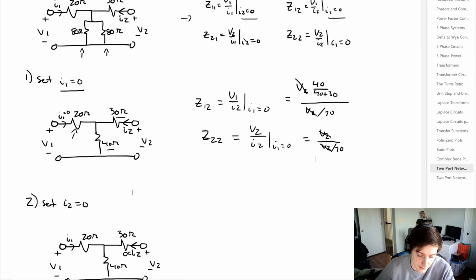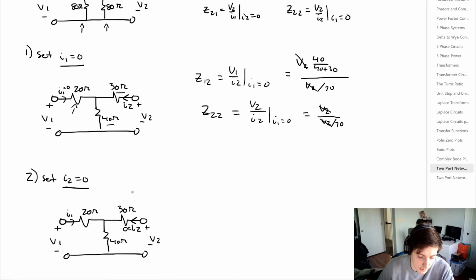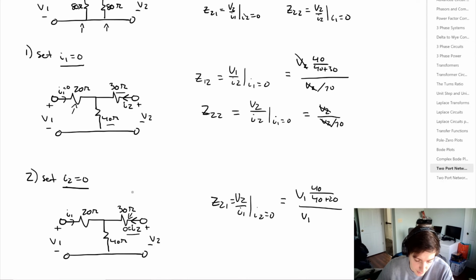And now if we look at the other side where we set I2 being equal to 0, again, this current is equal to 0, so there's no current through this 30 ohm. We're looking for Z21, which is equal to V2 divided by I1 when I2 is equal to 0. That's going to be equal to V1 times 40 divided by 40 plus 20 divided by I1, which is going to be equal to V1 divided by 60. Again, the sum of the 20 ohm and the 40 ohm. And then Z11 is simply equal to, scroll up a little bit to see it, V1 divided by I1 when I2 is equal to 0. Again, the V1s cancel out, and it's just working with real numbers here.